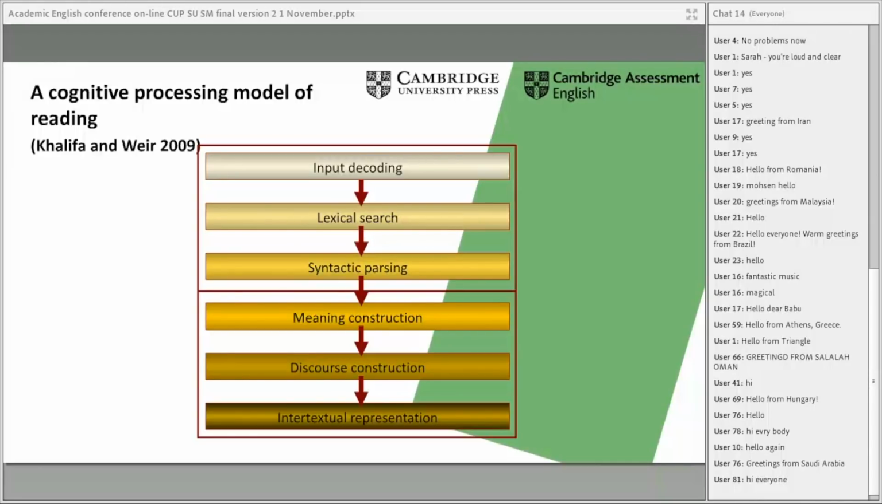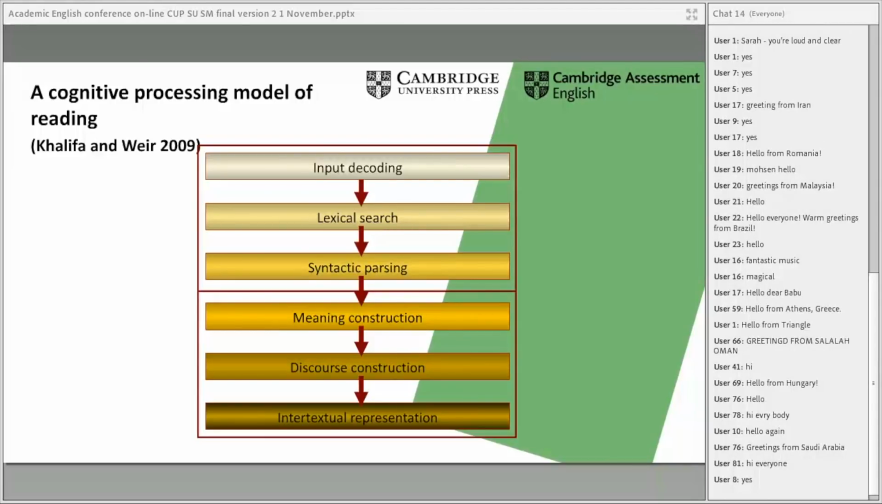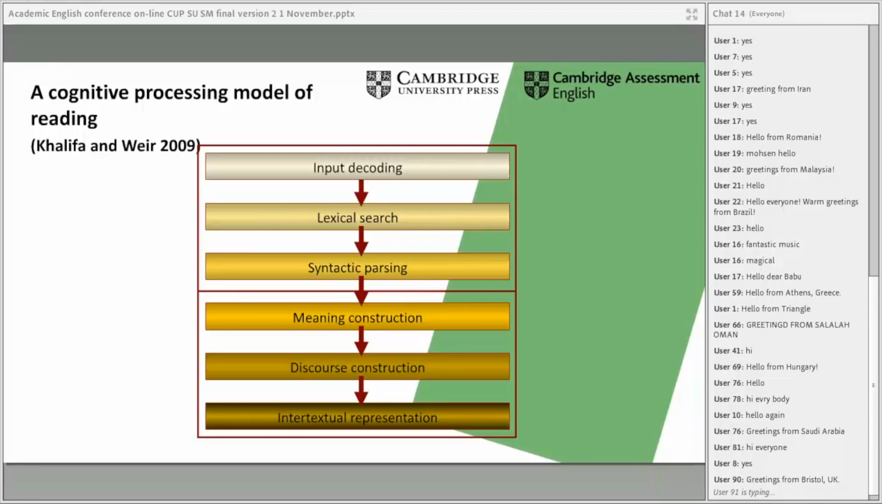And then moving on from this, you've got the higher level processes, which include meaning construction, which is understanding meaning at sentence and paragraph level. And then at the next level, we have discourse construction, which is understanding the meaning of a whole text. And the final stage of processing, which you can see here, only takes place when the reader is combining meaning from multiple sources to create a unified intertextual representation.